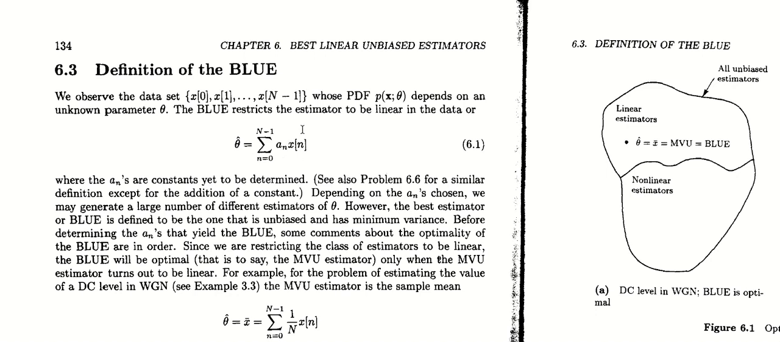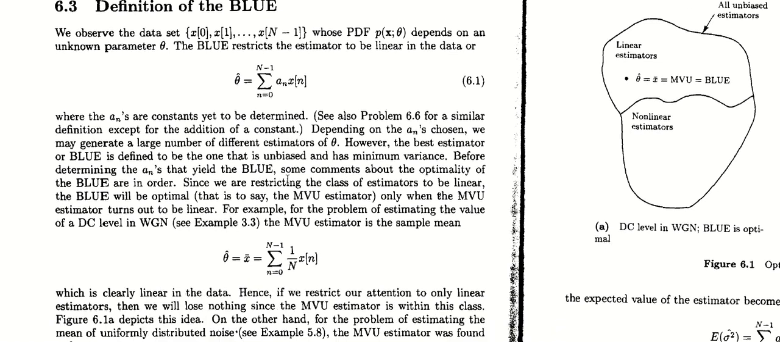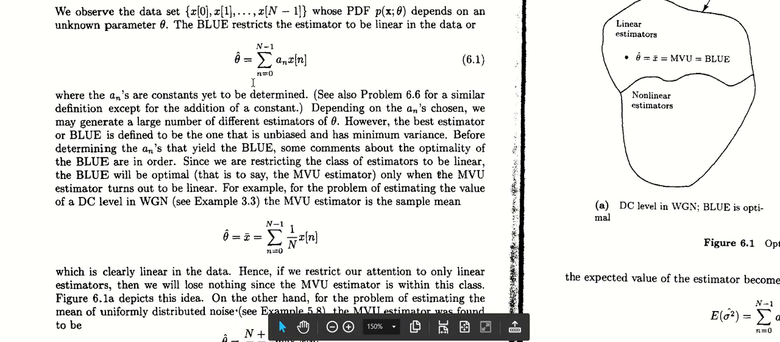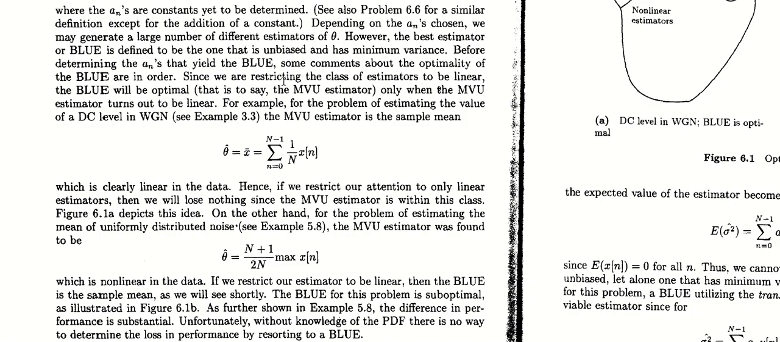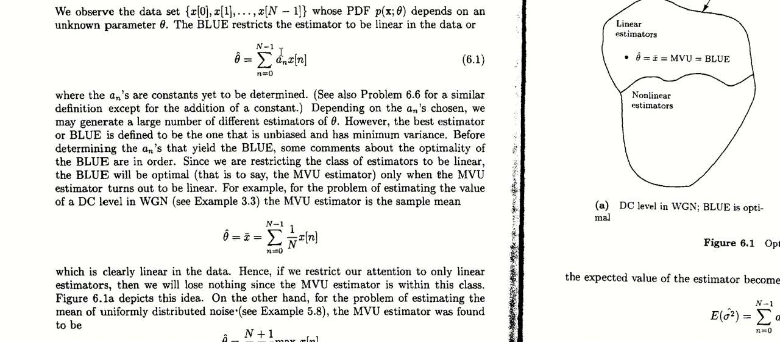I would recommend that you read some details for the contents here. But briefly speaking, we are having this estimator as a linear combination of the data. One good example is a DC level in WGN. We did it before. The sample mean is the best one, and it happens to be a linear operation on the data.